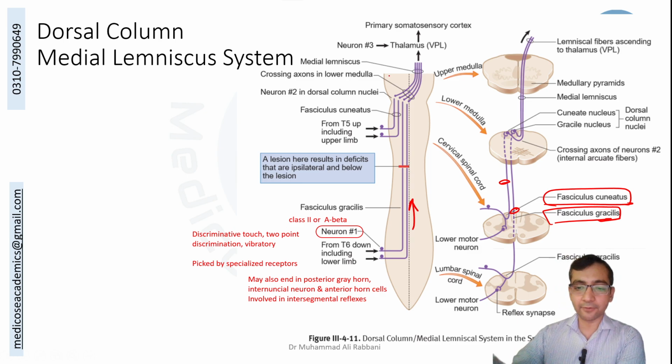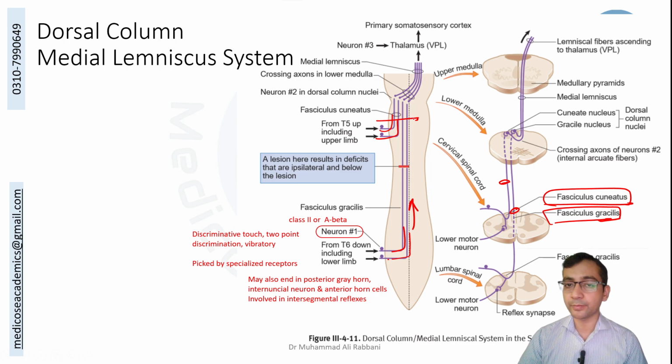Let me go back one step and discuss this again. As you can see, the signal from the lower limb enters on the medial aspect, and as the next signals come in, they enter more laterally. As it goes up, the signal from the head and neck and upper limb will be most lateral, and the signal from the lower limb will be most medial.